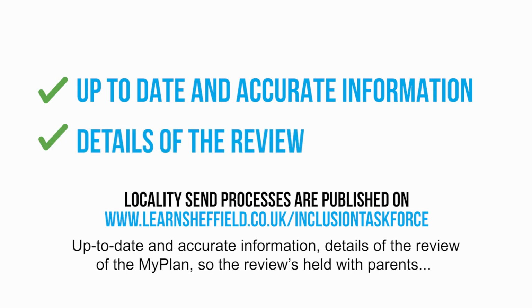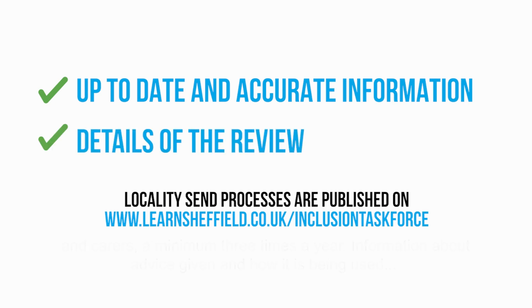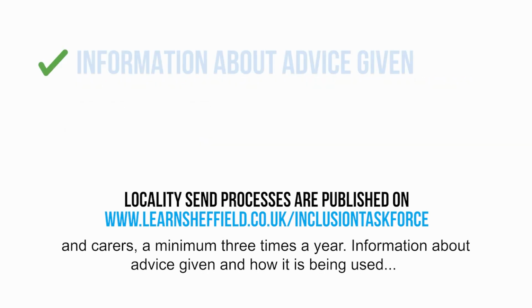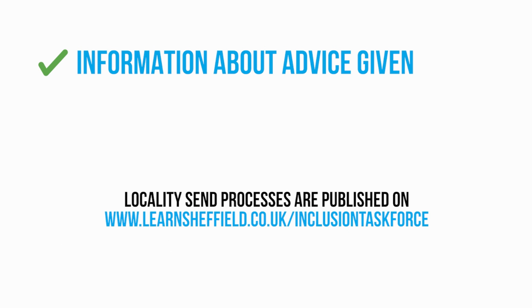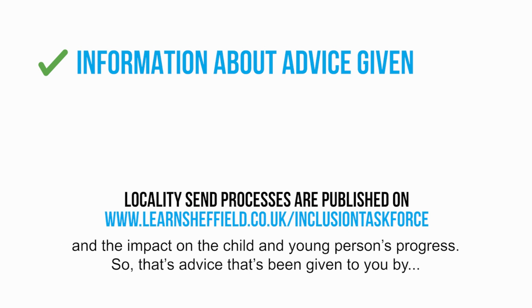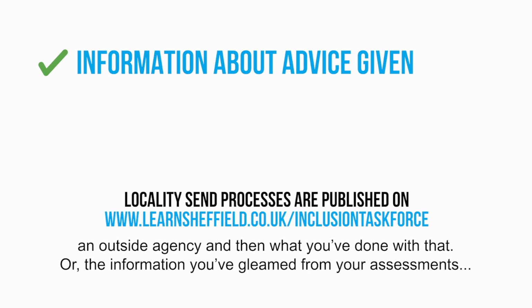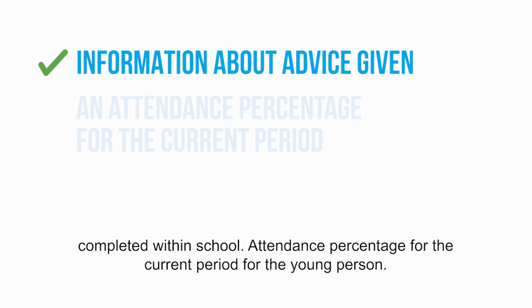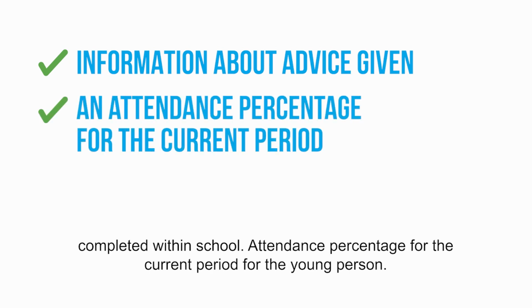Details of the review of the MyPlan, so the review's held with parents, carers, minimum 3 times a year. Information about advice given and how it is being used and the impact on the child and young person's progress. So that's advice that's been given to you by an outside agency, and then what you've done with that. Or the information you've gleaned from your assessments completed within school. Attendance percentage for the current period for the young person.